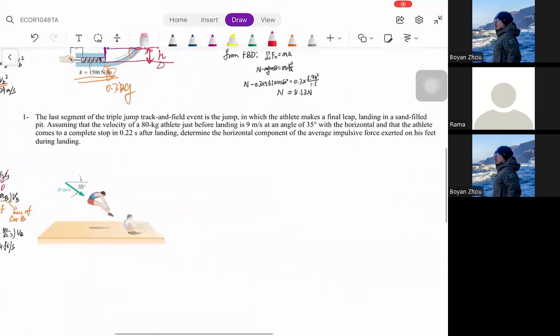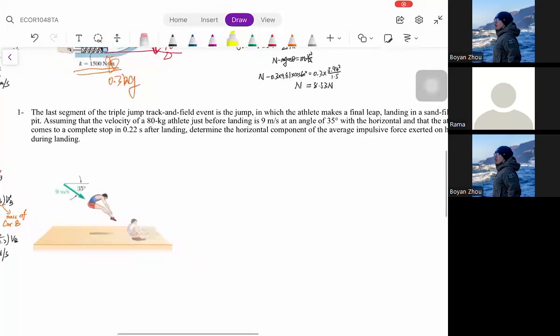Okay, so next one. So basically you have a guy who just jumps up and then lands on the sand. Those are no relevant information, so actually start from here.